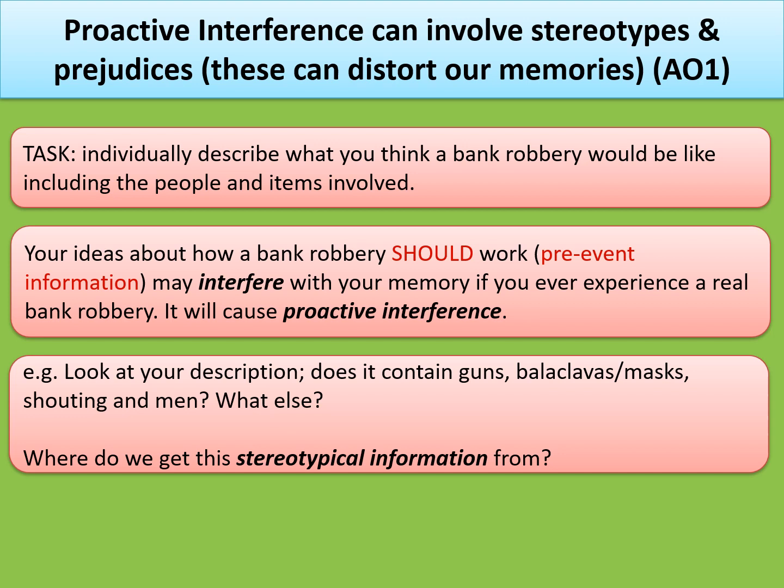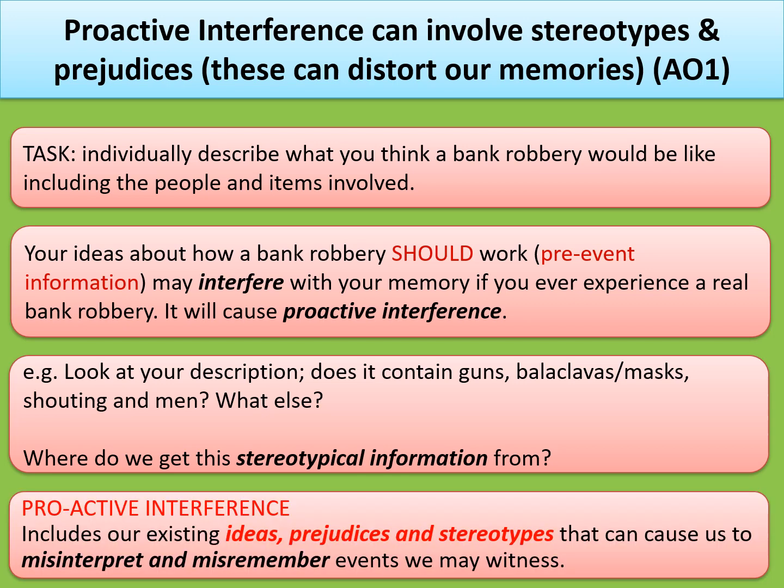We've got all of this stereotypical information, and it comes from, hopefully not from real experience, but from things like films, TV shows, documentaries, the news, Crime Watch. We've got this idea of what a bank robbery should be like. So if we were ever in a real bank robbery, God forbid, and were then interviewed by the police, if they said, what did you see? It's likely that you would have proactive interference, that your ideas of what should have occurred.